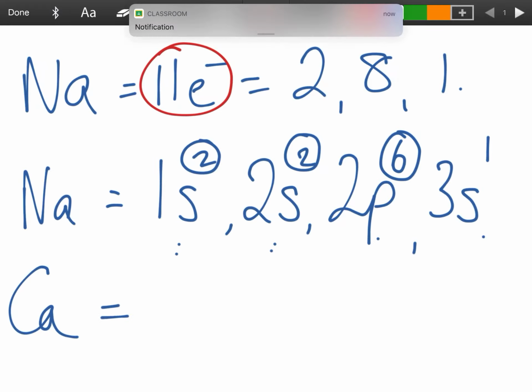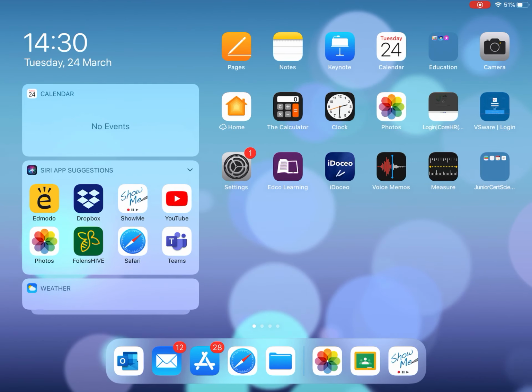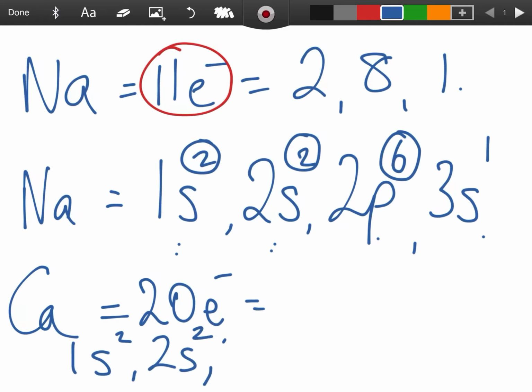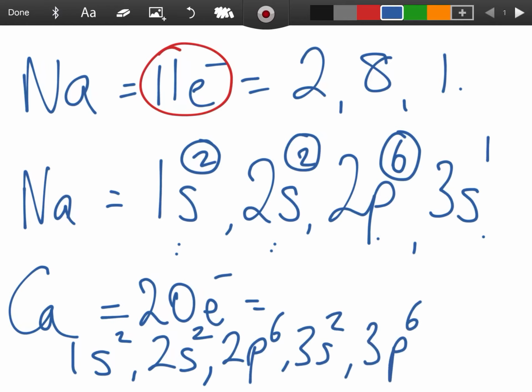Now what about if I did something like calcium? With calcium, you'd look at your periodic table. Calcium has 20 electrons, okay? So what would I write for that? Well, you start with the lowest available energy level, which is 1s2, 2s2. Next one is 2p. I can put 6 into 2p. Then I have to go to 3s. I can put 2 into 3s. 3p is next. I can put 6 electrons into the 3p sub-level.